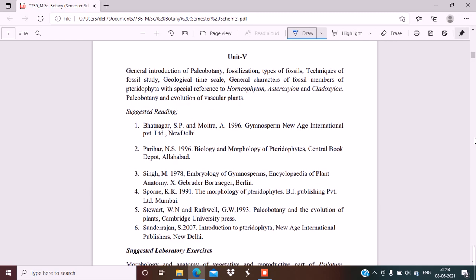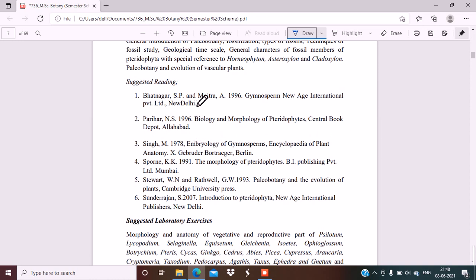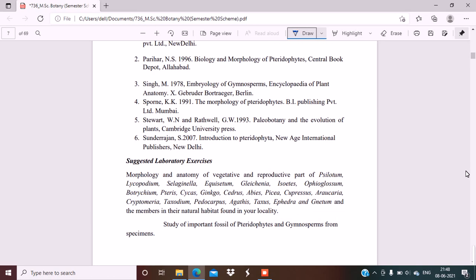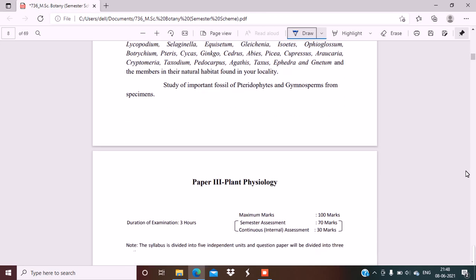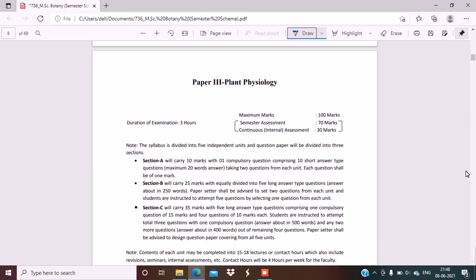Some books are also suggested here in the suggested reading, but according to me you'll get everything in the books which I told you. Now the next is paper 3. Paper 3 is Plant Physiology.